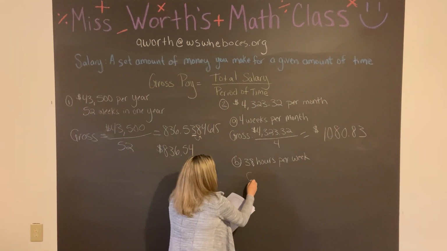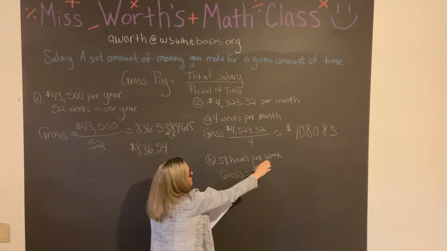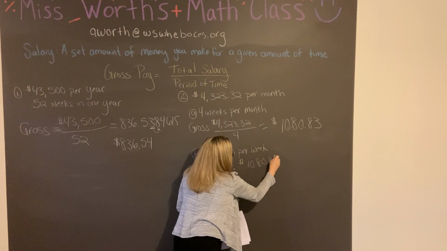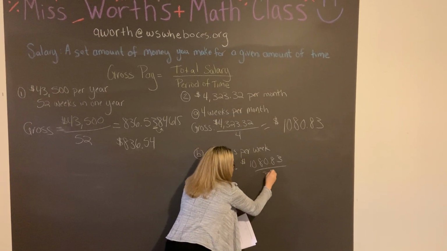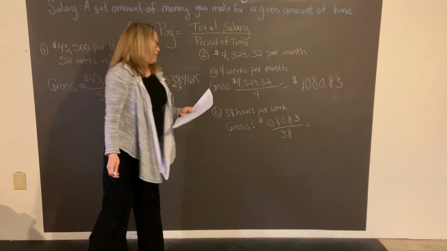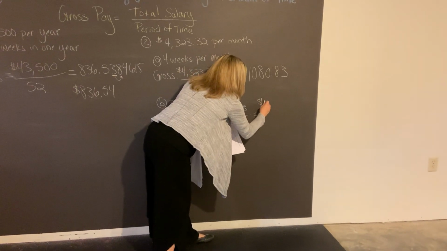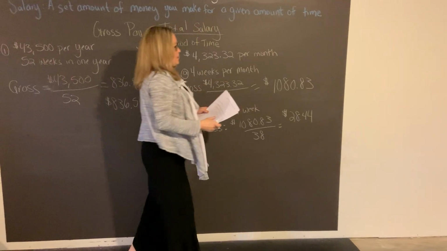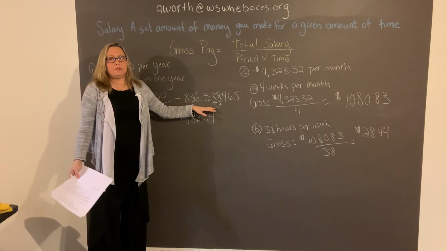So for our gross, we are going to take how much he actually makes per week, our 1,080.83, and divide it by how many hours he works per week. So if we break it down, when I divided these, Sam's actually doing pretty good. He is making $28.44 per hour.